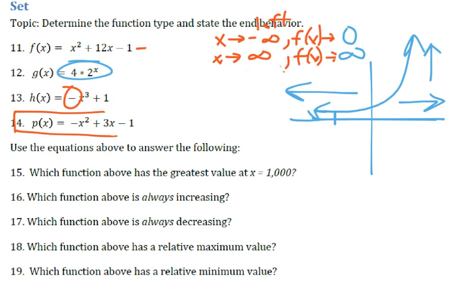Now, on 15, 16, 17, 18, and 19, if you have to, get all the graphs on Desmos side by side and take a look at them. Decide which one has the greatest value at x equals 1,000. Put in 1,000 for x, or graph them and go to your x value of 1,000 and see what they're doing. Which one is always increasing, which one is always decreasing.